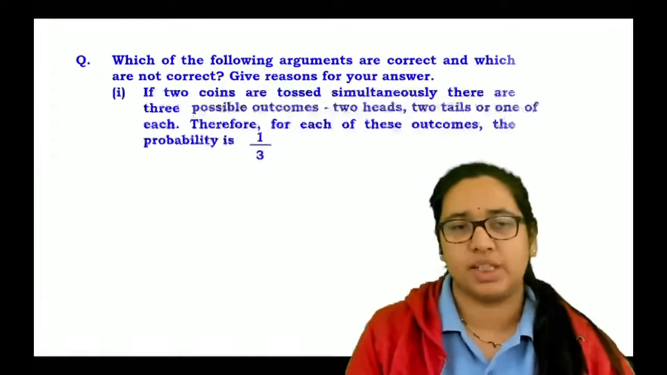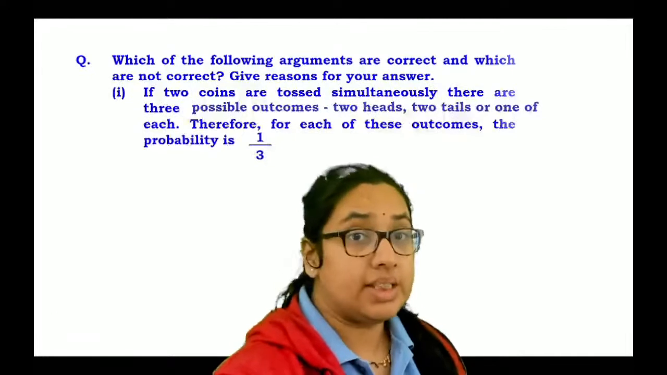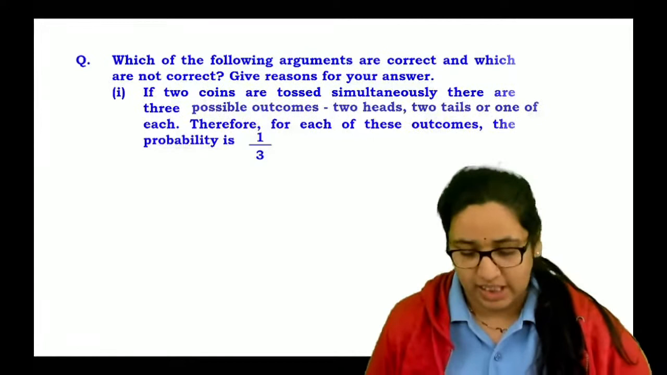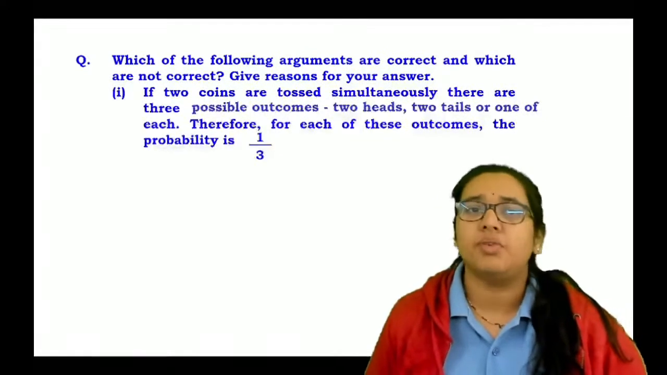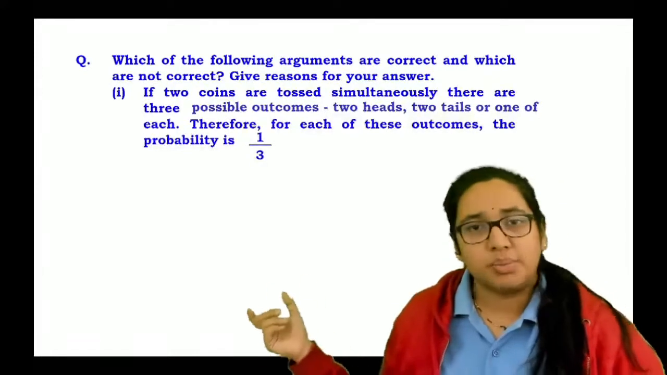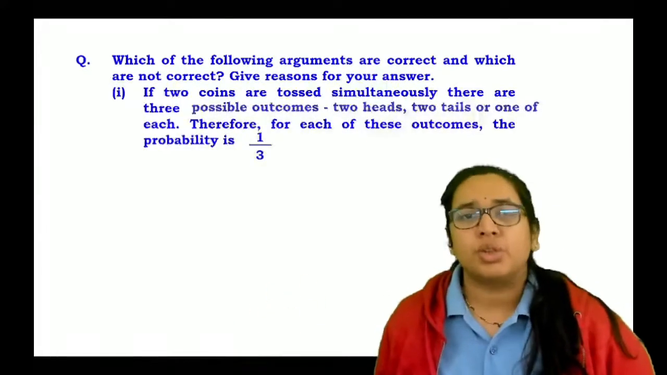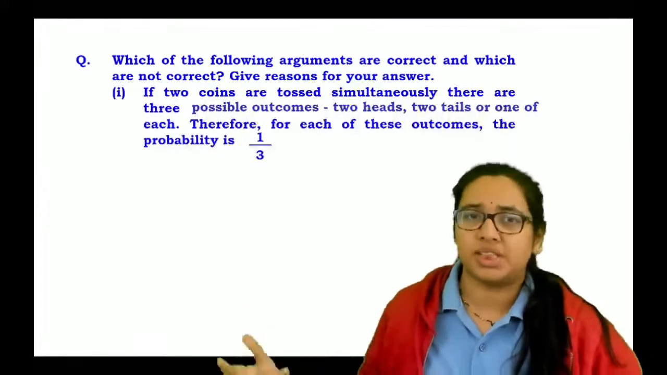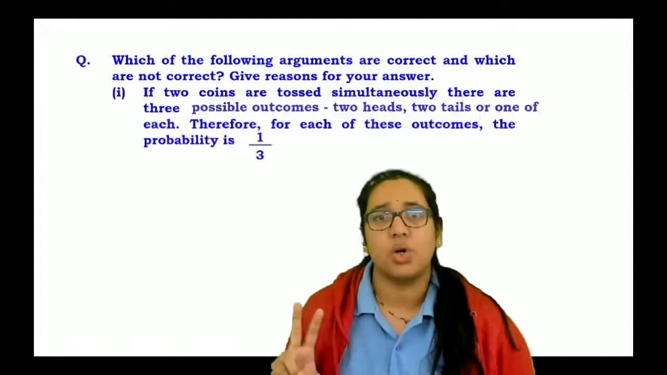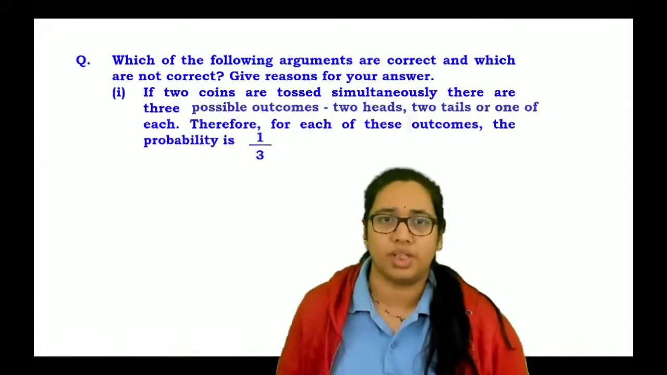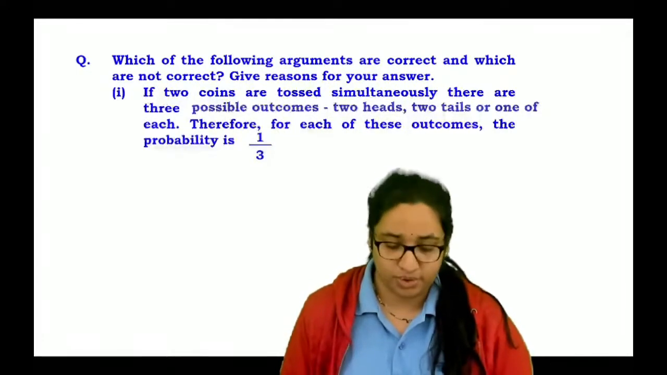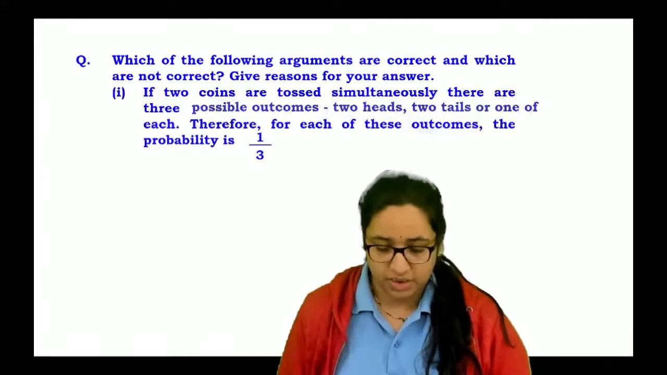Here we have the next question, something like this. This question is based on arguments. Okay. Which of the following arguments are correct and which are not correct? Give reasons for your answer. You might sometimes get such questions in your exam. Okay. So, if two coins are tossed simultaneously, there are three possible outcomes: two heads or two tails or one of each. Therefore, for each of these outcomes, the probability is 1 upon 3. It is nothing but a given.